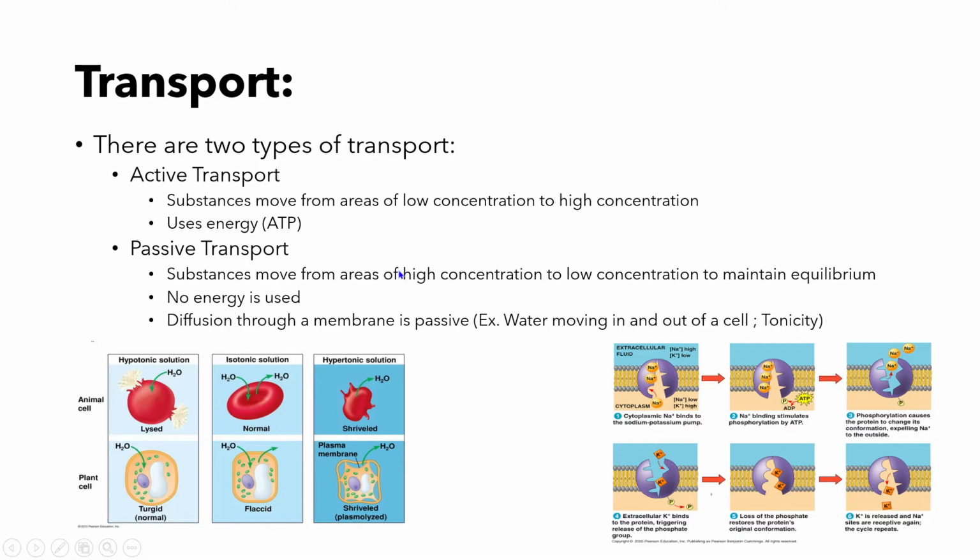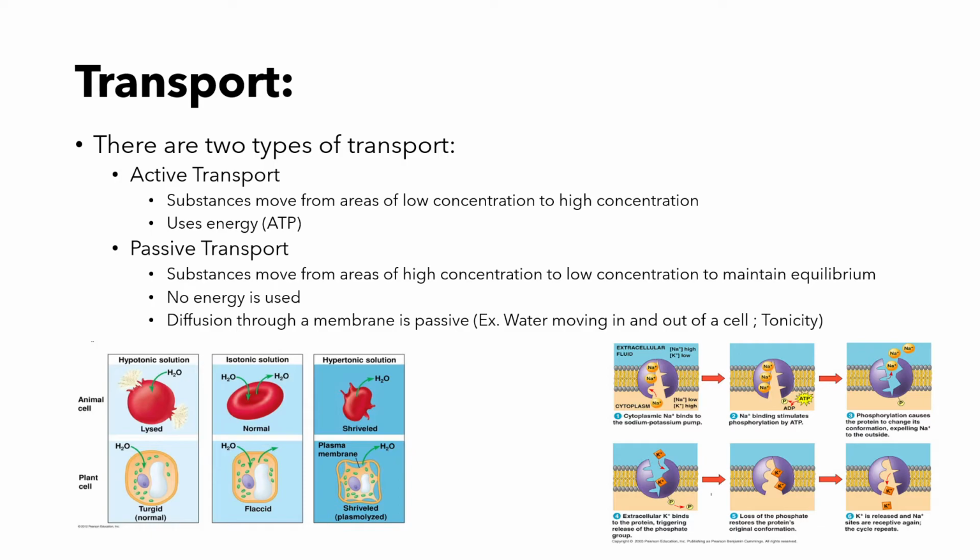So we talked a lot about transport in and out of the cell, but there are two types of transport that we should know: active and passive transport. I'll start with passive transport, which is when substances move from an area of high concentration to low concentration to maintain an equilibrium. This is the natural type of transport. There is no energy being used. Diffusion through a membrane is passive. An example is water moving in and out of a cell, which is tonicity.